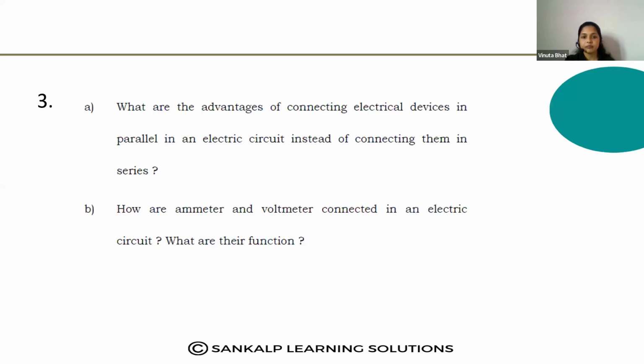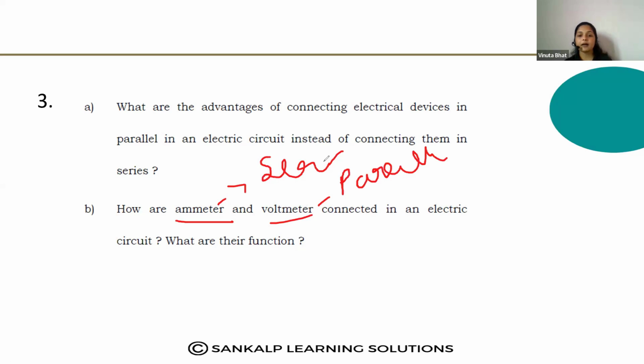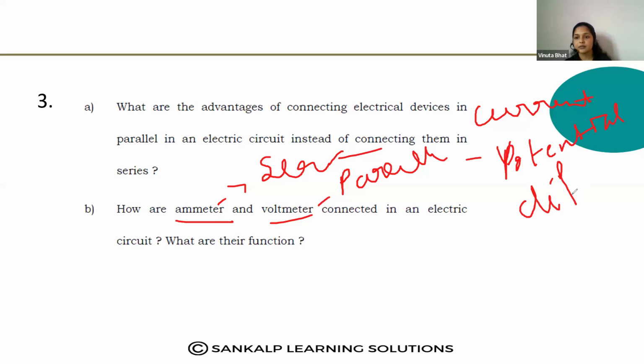And how are the ammeter and voltmeter connected in an electric circuit? The ammeter is connected in series, and the voltmeter is connected in parallel. The ammeter is used to measure the current flow in an electric circuit, and the voltmeter is used to measure the potential difference. The voltmeter is used to measure the potential difference across these two resistors.